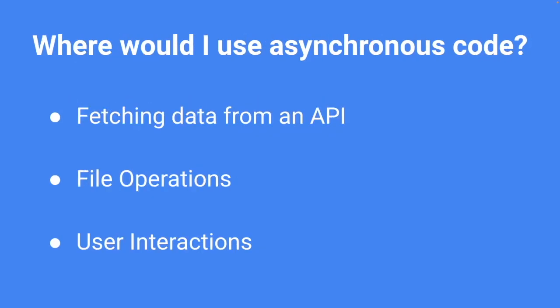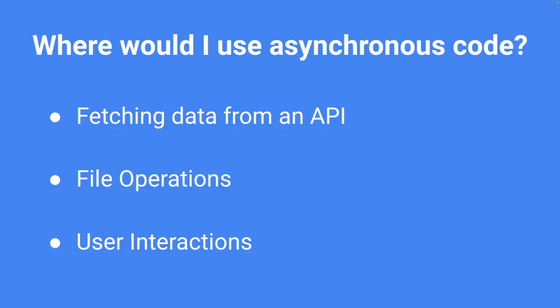So the most common places you would see asynchronous code is when you're fetching data from an API, doing file operations, or even user interactions. In my opinion though, fetching data from an API is definitely the most common, and that's what we're going to be focusing on later in this video.